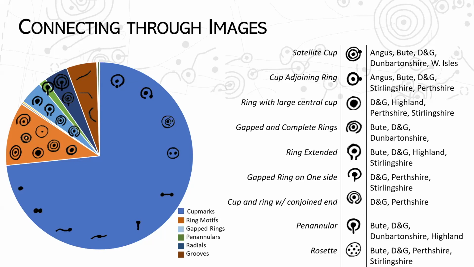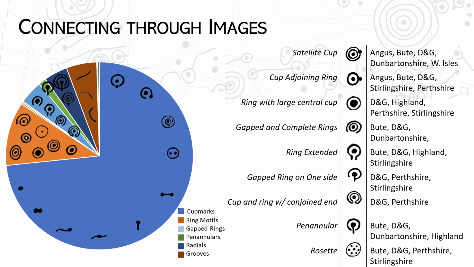So on this graph to the left, you can see that the majority of motifs recorded in Kilmartin fall within the category of cup marks. And this is not surprising, since cup marks are effectively the base of Atlantic rock art. There are very few motifs that do not include a cup mark within this tradition.